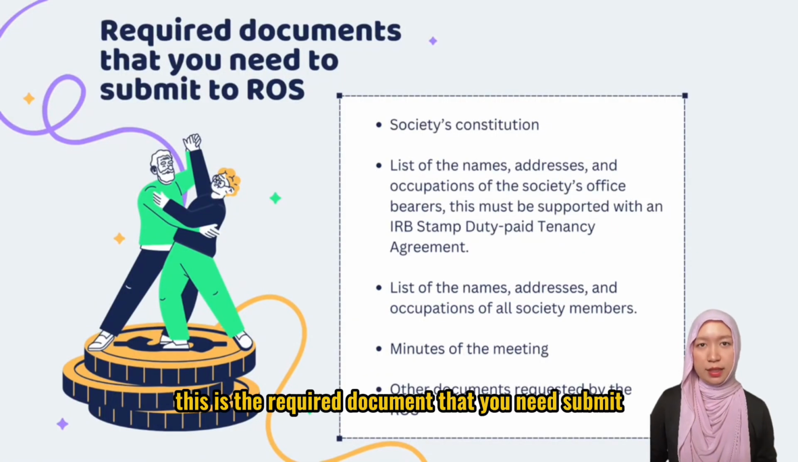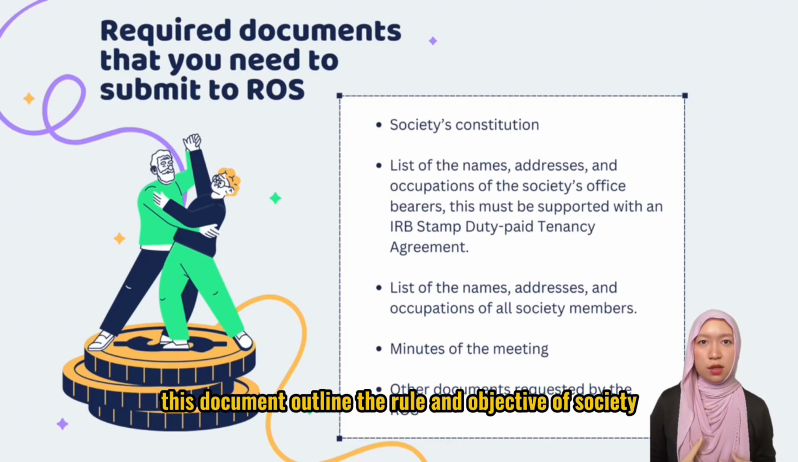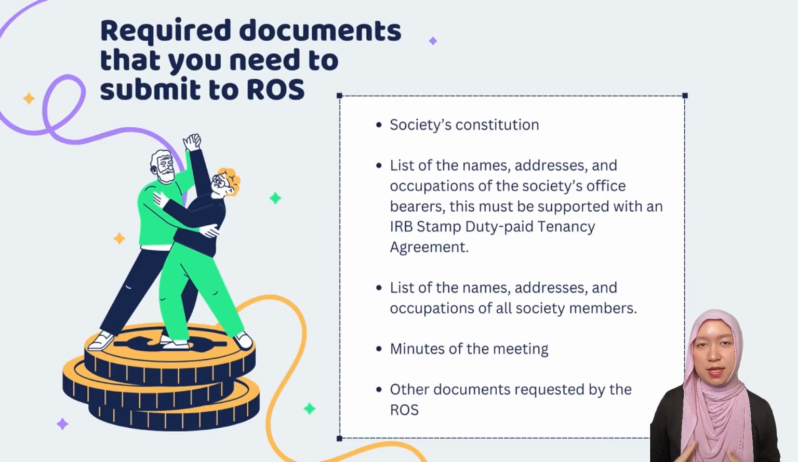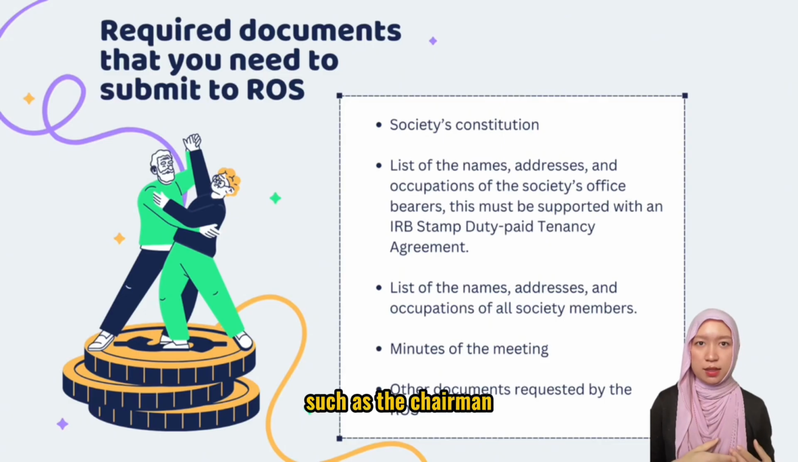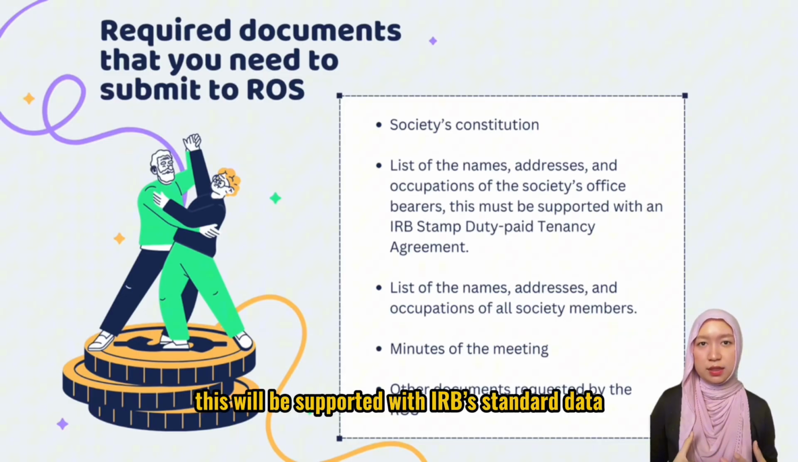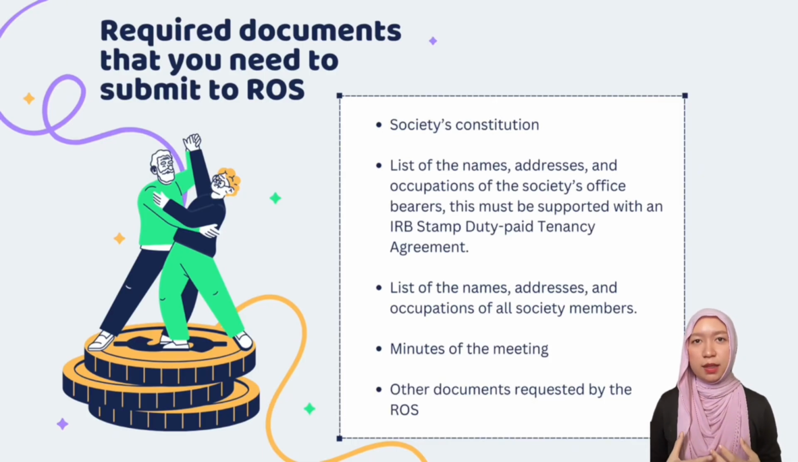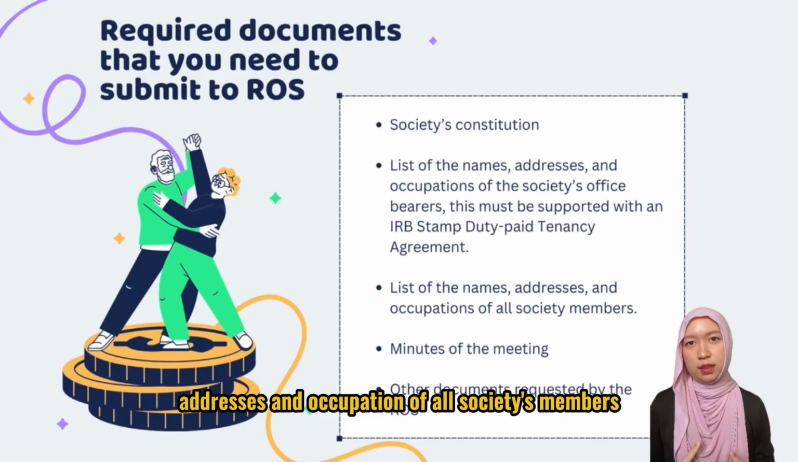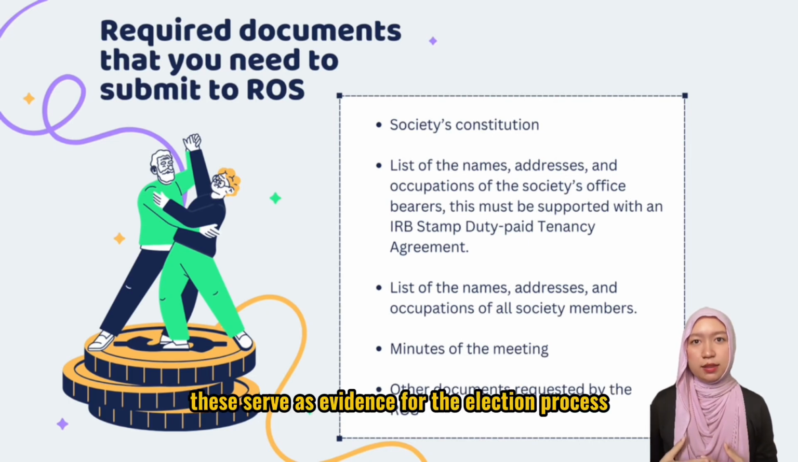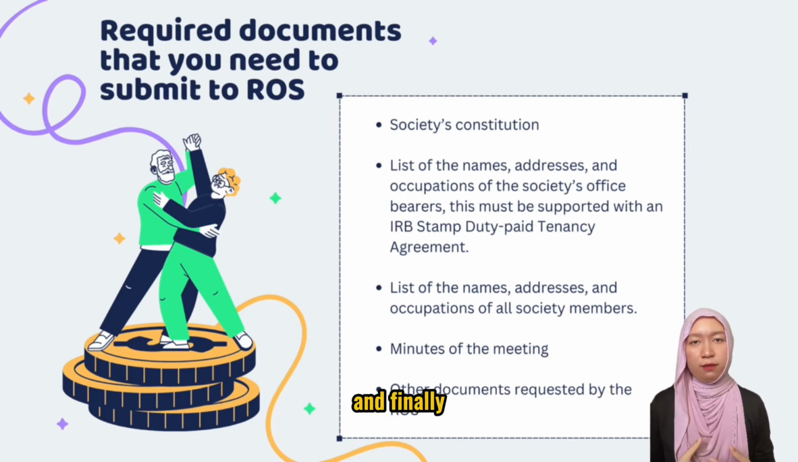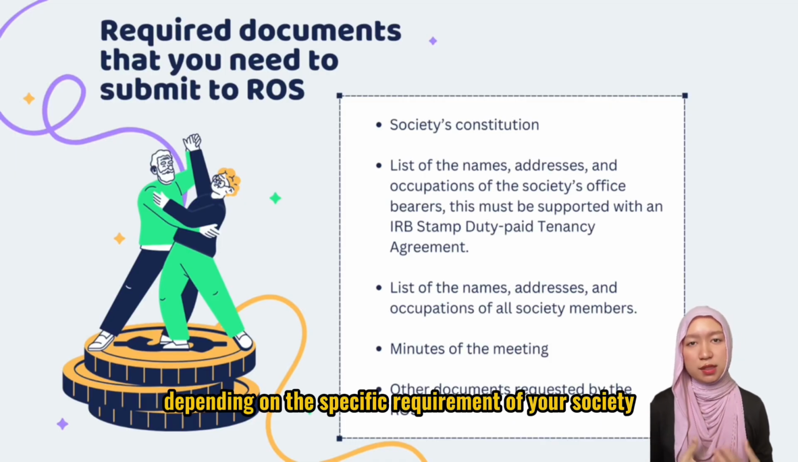This is the required documents that you need to submit to ROS. Firstly, you need to prepare a copy of the Society Constitution. This document outlines the role and objectives of the society. Secondly, you must submit a list of names, addresses, and occupations of society office bearers, such as the chairman, secretary, and treasurer. This will be supported with an IRB stamp duty paid tenancy agreement. Thirdly, provide a list of names, addresses, and occupations of all society's members. Next, include minutes of the meeting where the society office bearers were officially elected. This serves as evidence for the election process. And finally, you must submit any other documents requested by ROS depending on the specific requirements of your society application.